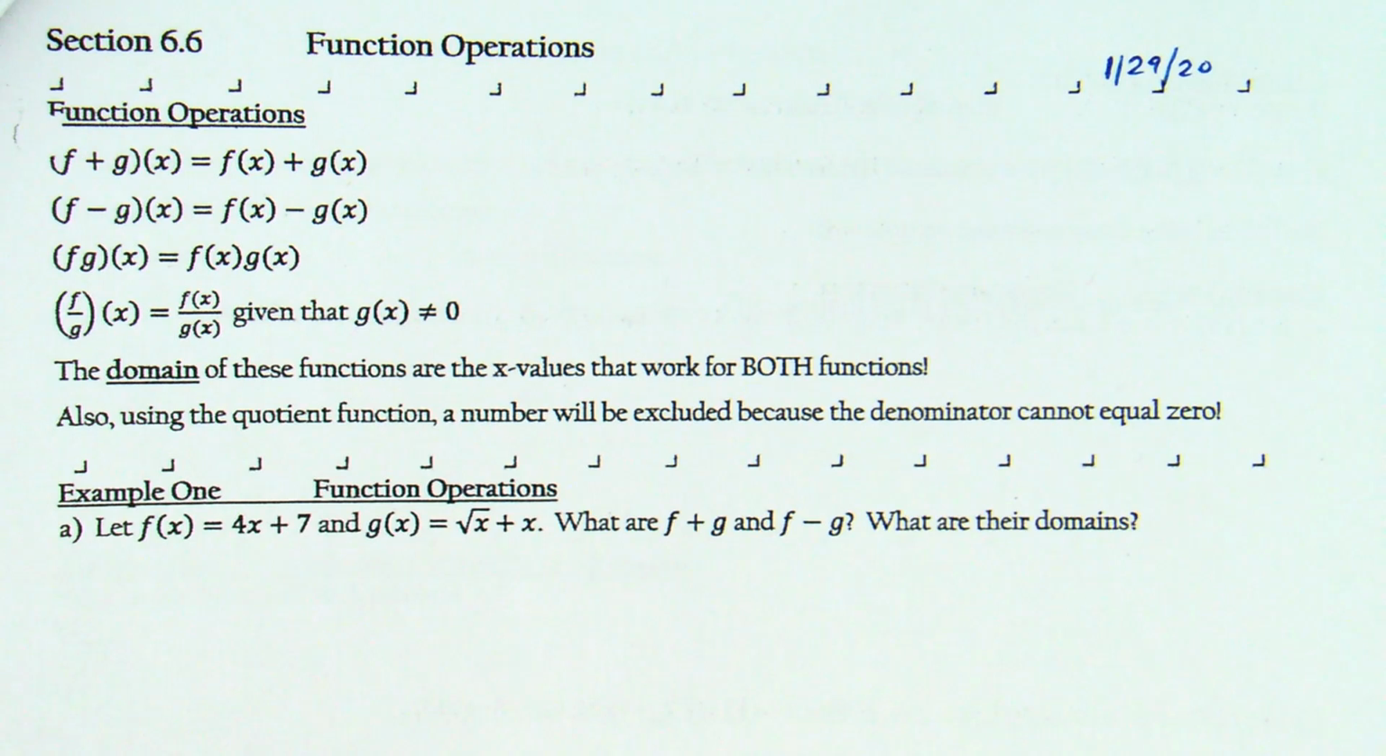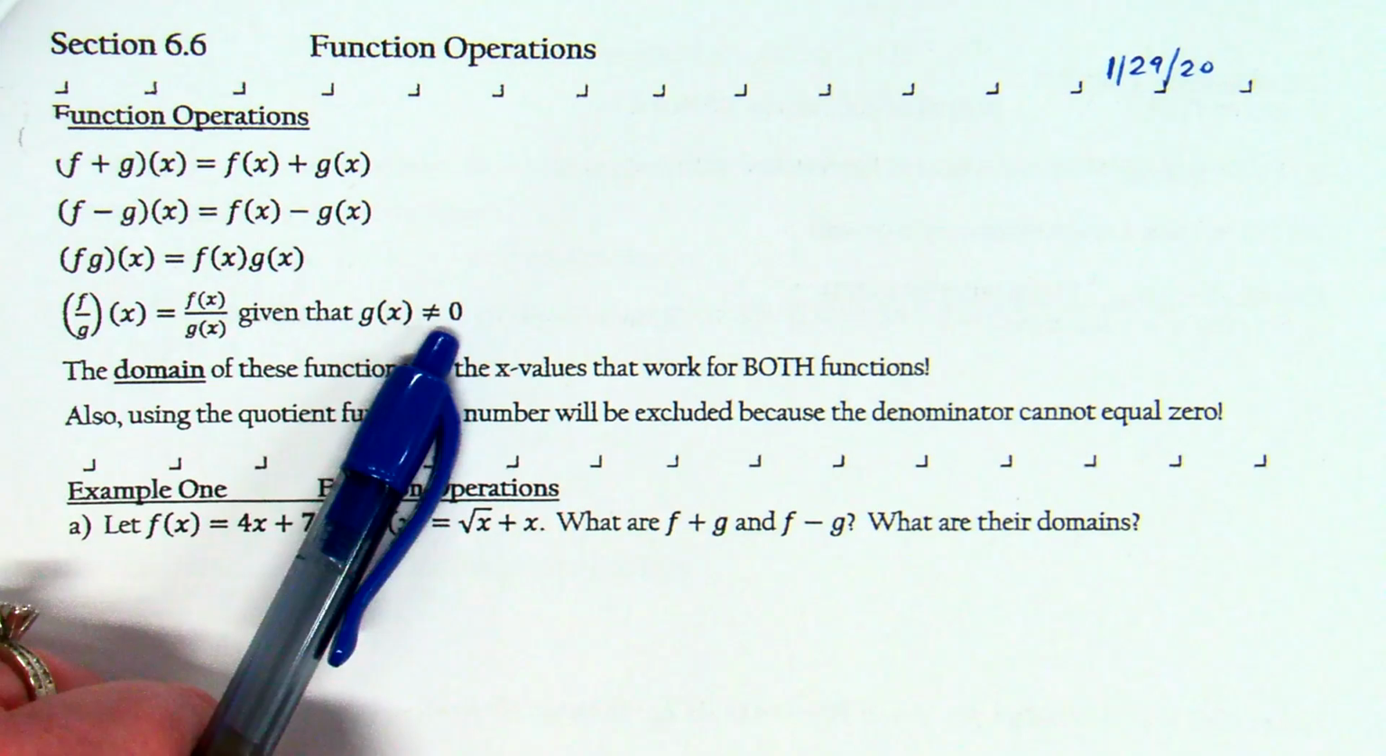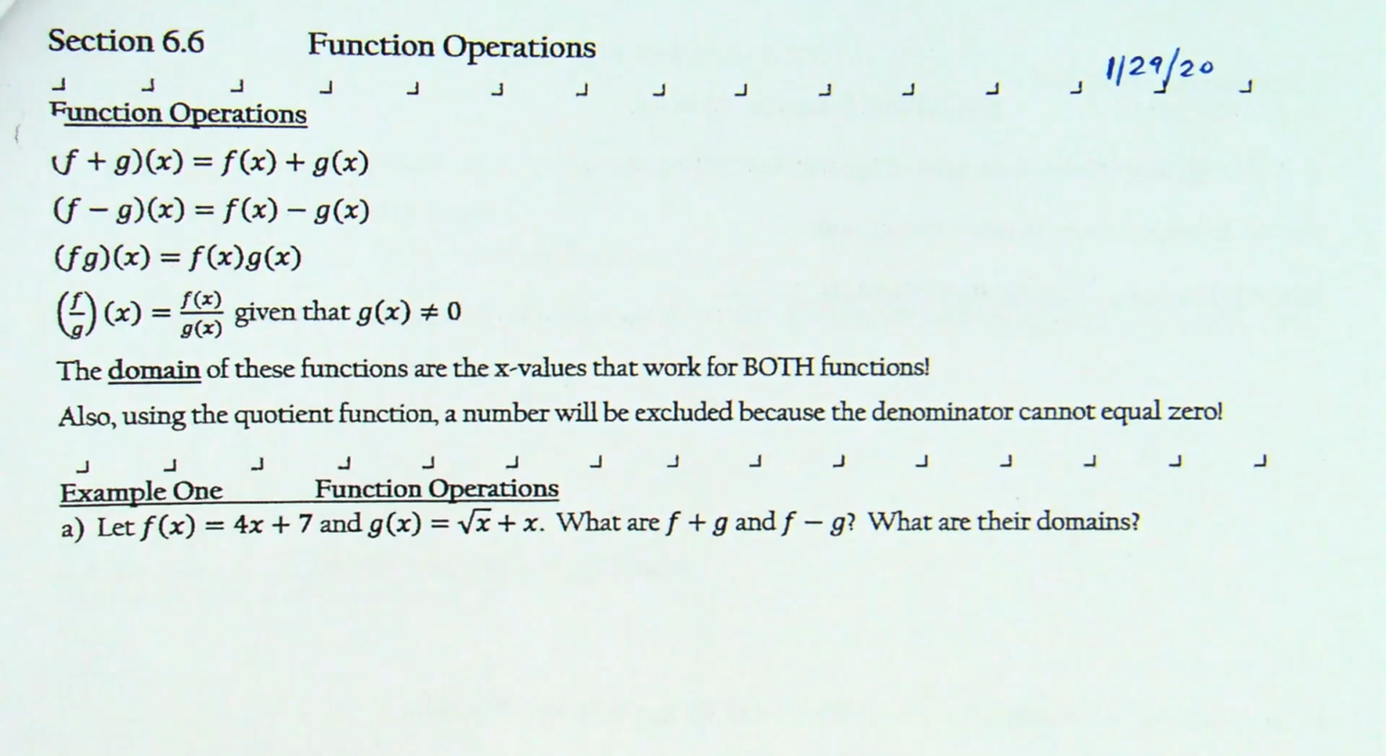Subtracting, same thing. If it's wanting f minus g of x, that just means you take f of x and subtract g of x. So even if they ask for the form together, it's just separating them and doing the basic math. For f times g, it's f of x times g of x, and f over g is f of x divided by g of x. Now notice it does say given that g of x is not 0, because we can't have 0 where? In a denominator. If you have 0 in a denominator, that's where your calculator is going to say error.